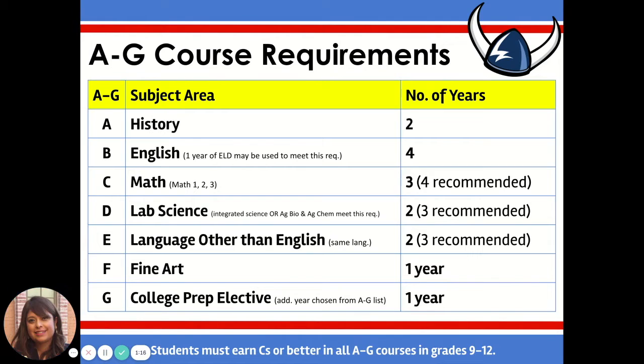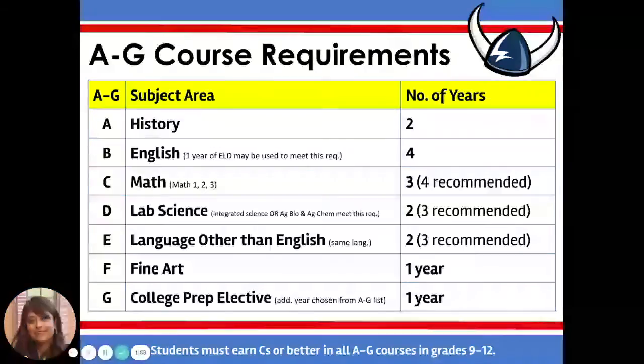pathway is fine. Next, we have Area E, or Language Other than English, and students must complete at least 2 years of the same language. For Fine Art, students must complete 1 year. And for Area G, or the College Prep Elective, students must complete 1 year. A college prep elective may be an additional year chosen from any of the subject areas above. For example, if a student takes an additional year of math, such as calculus, then that additional year of math could count as their college prep elective.